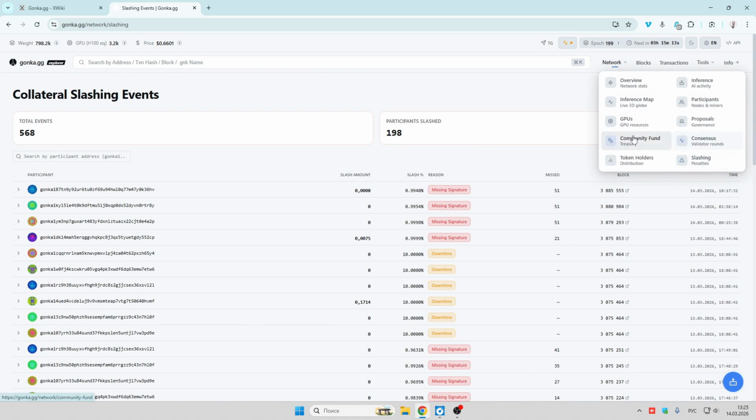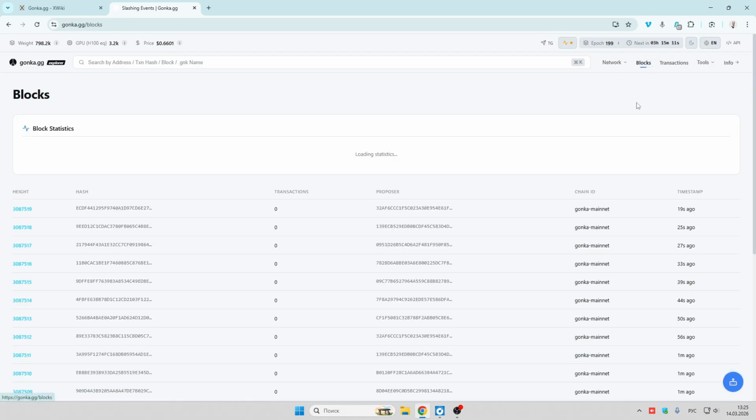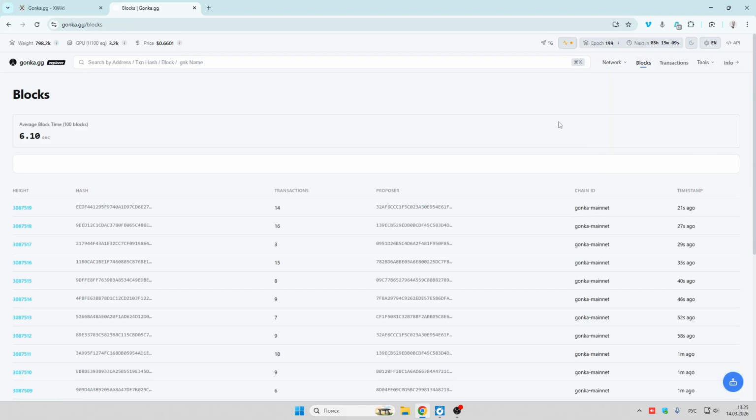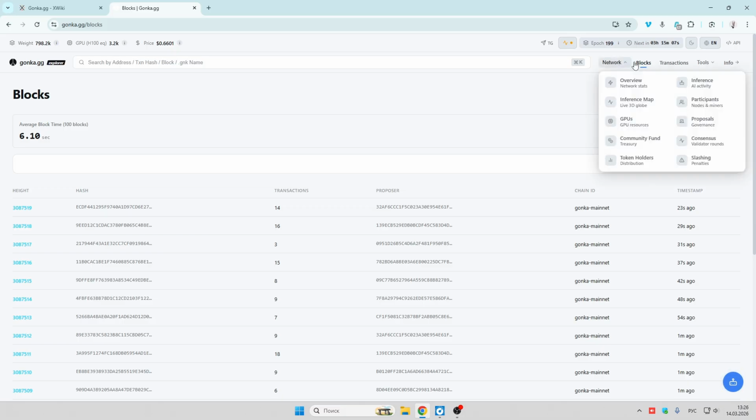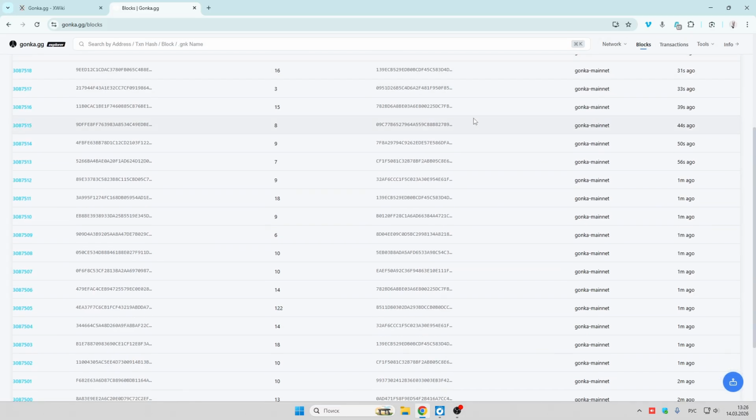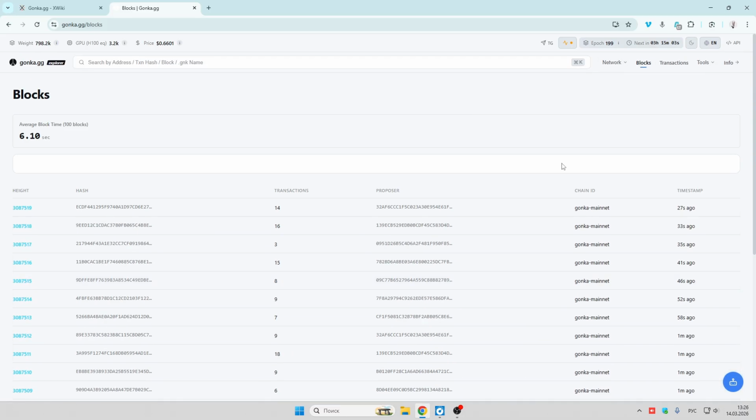So let's move on. Can everyone hear me? We've already gone through all the blocks here. Let's just go in order. Every few seconds, you constantly see 28, 29, and then 30, 18, 19. The blocks go in order. Average block time, as you can see, is 6 seconds and 10 milliseconds.